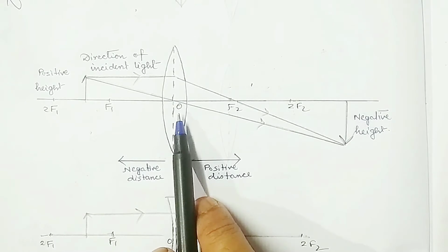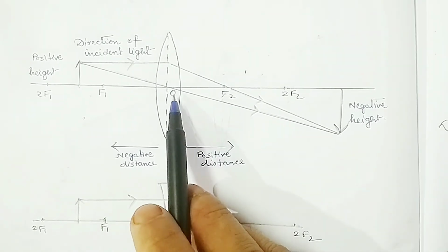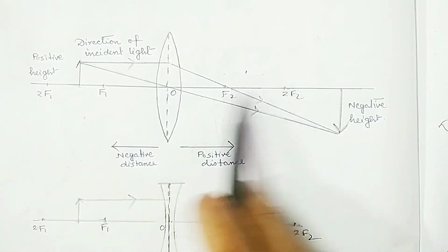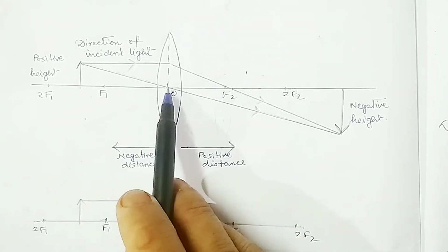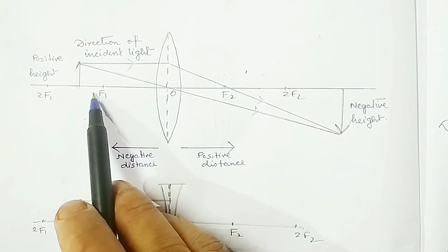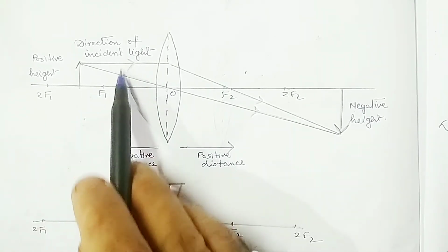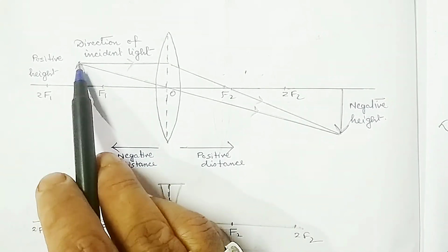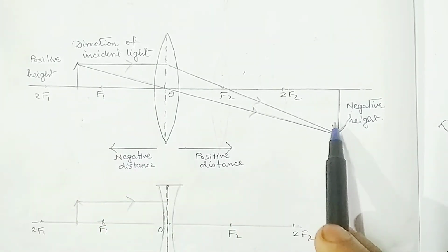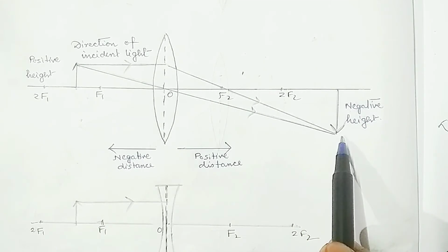And these conventions are used both in case of convex and concave lenses. In simple terms, we can say all the distances measured on the right hand side of the optical center will be taken as positive. All the distances measured on the left side of the optical center will be considered negative. All the distances above the principal axis, like the height of this object, will be taken as positive, and the distances measured downwards and perpendicular to the principal axis will be taken as negative.